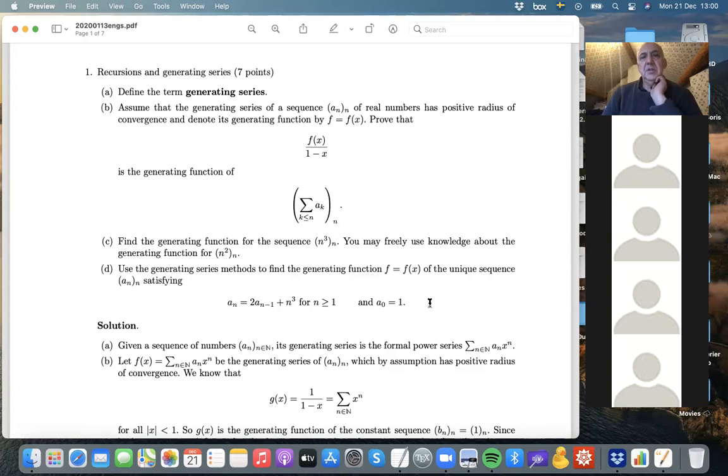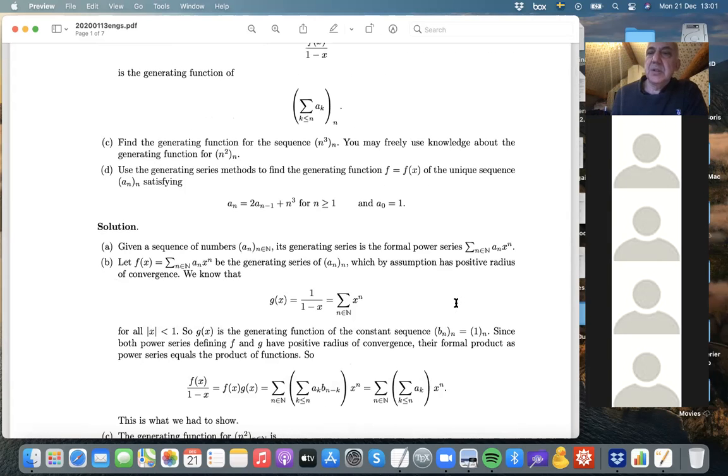Okay, the next problem, the last part, D in the first problem here: using generating functions, solve this recurrence relation, satisfying the initial condition a0 equals 1. And the recurrence relation is that the next entry, a_n, equals 2 a_{n-1} plus n cubed. This is a first order non-homogeneous recurrence. We also had such things in the book.